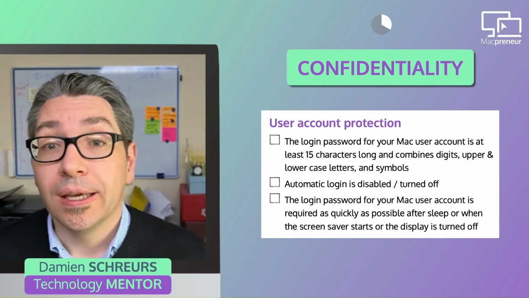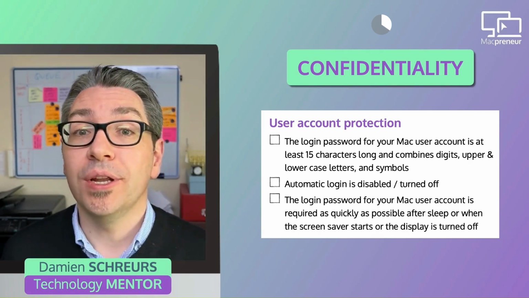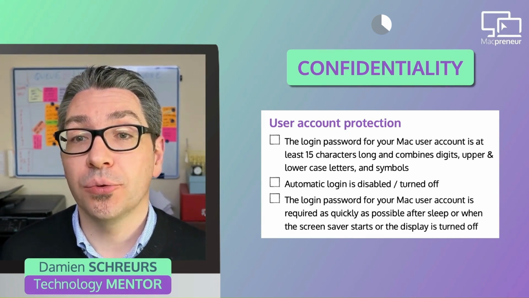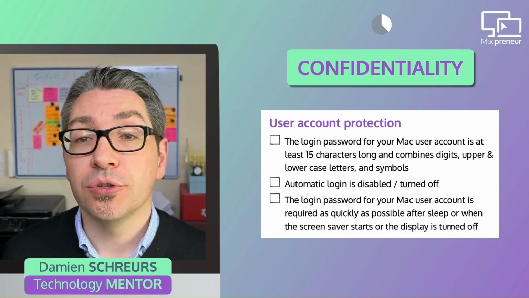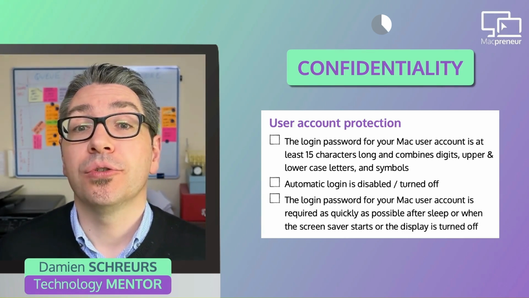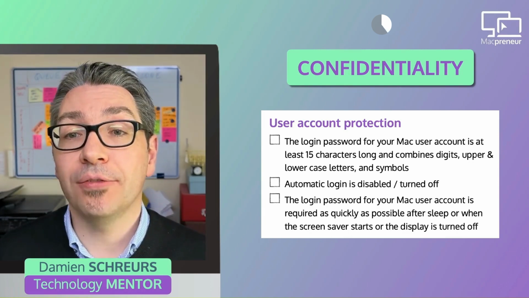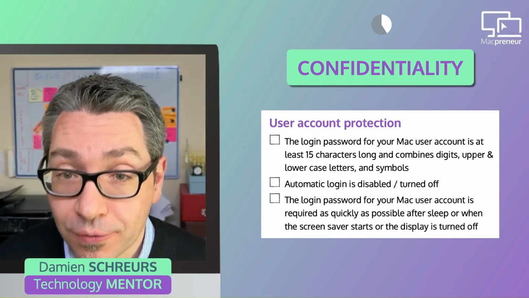Checkbox number 2 is automatic login disabled, meaning that when your Mac boots up, it will ask you to enter your user account password as opposed to automatically logging you in. Checkbox number 3, the login password for your Mac user account is required as quickly as possible after sleep, or when the screensaver starts, or when the display turns off.